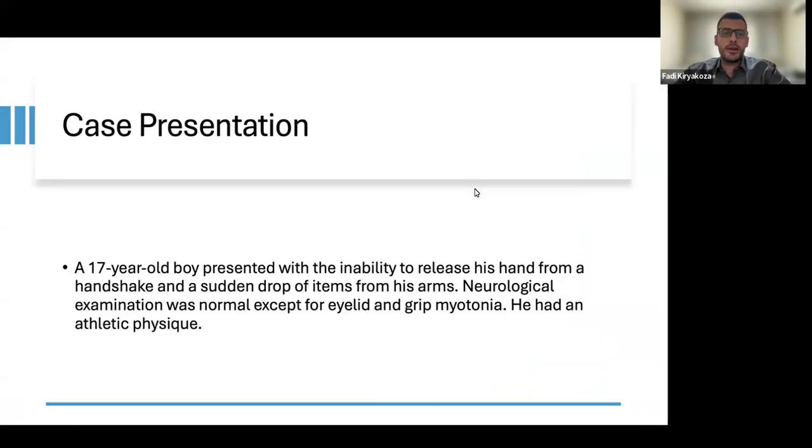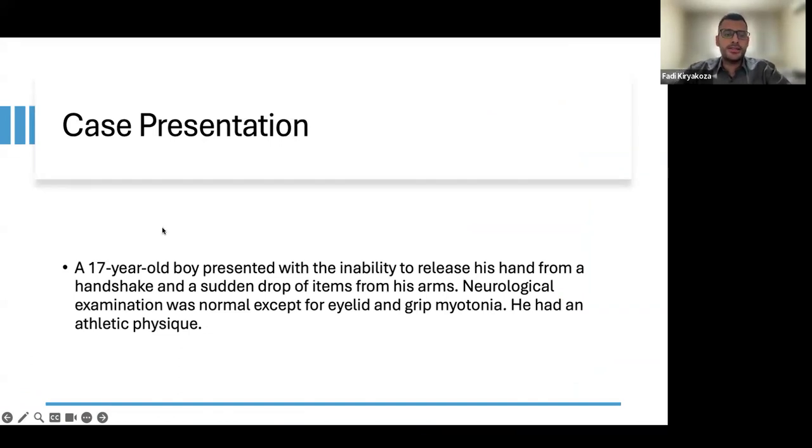My presentation today will be about myotonia congenita, which is one of the non-dystrophic myotonias. This presentation will be more on the clinical side because, as one of my attendings once said, medical education is best done at the bedside in a busy ward, not in a comfortable room. So we will try to be as clinical as possible. We will start with a case presentation.